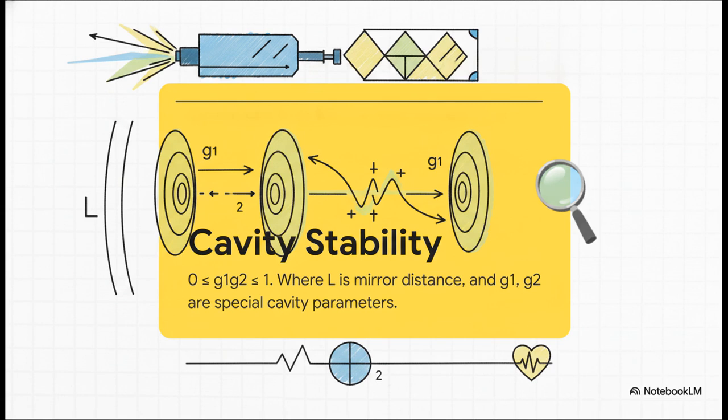0 must be less than or equal to G1 times G2, which in turn must be less than or equal to 1. In this equation, L represents the physical distance between the 2 cavity mirrors, and G1 and G2 are special geometric parameters based entirely on the curvature of those mirrors. As long as the product of those G parameters falls between 0 and 1, you've got yourself a stable laser.